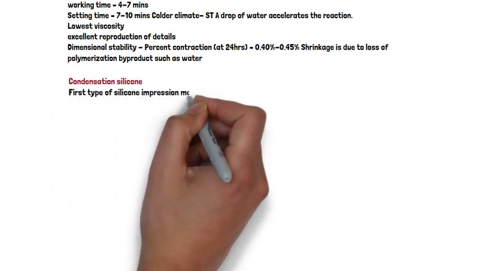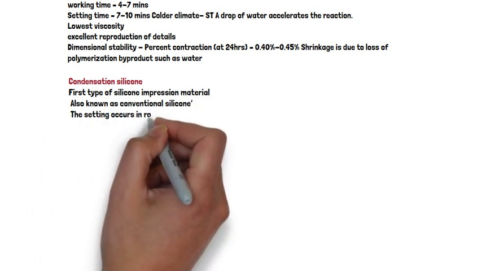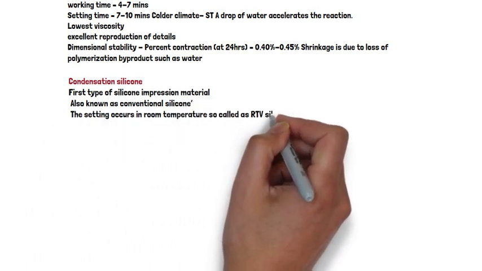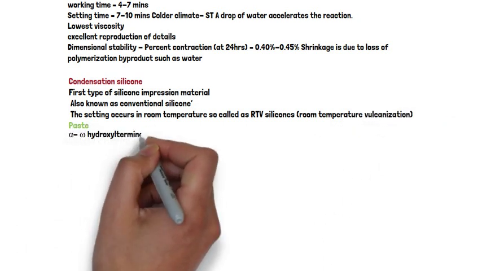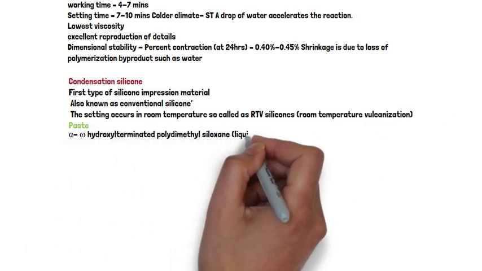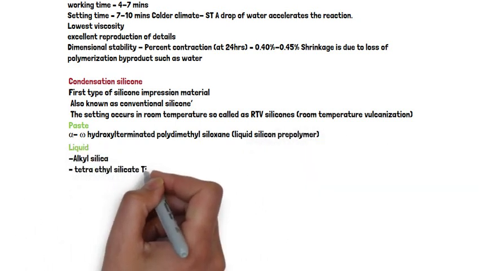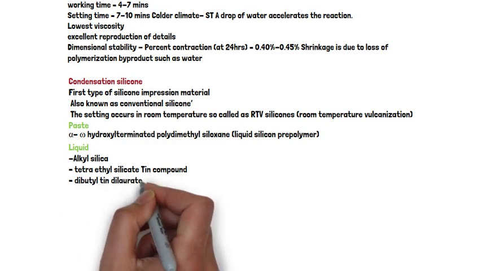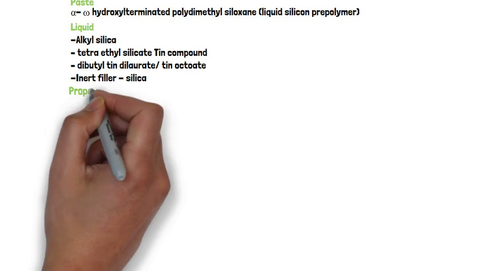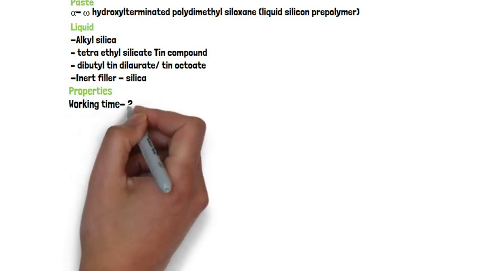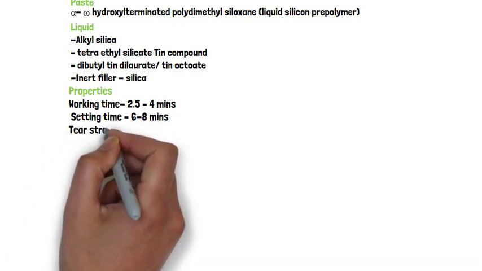Condensation silicone. First type of silicone impression material. Also known as conventional silicone. The setting occurs at room temperature, so called RTV silicones, room temperature vulcanization. Paste: alpha-omega hydroxyl-terminated polydimethyl siloxane, liquid silicone copolymer. Liquid: alkyl silicate, tetraethyl silicate, tin compound, dibutyl tin dilaurate, tin octoate. Inert filler, silica. Properties. Working time 3 to 4 minutes. Setting time 6 to 8 minutes.